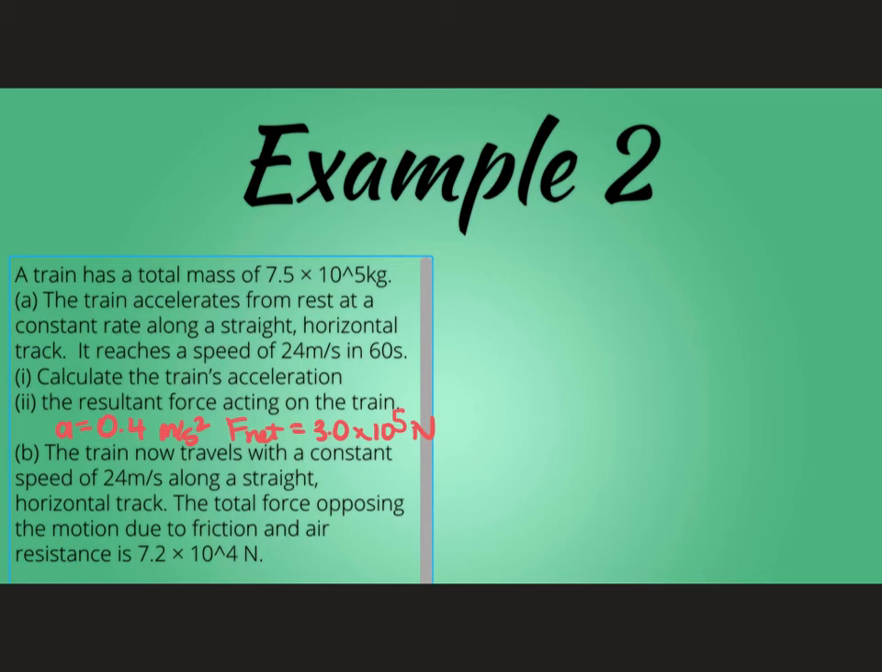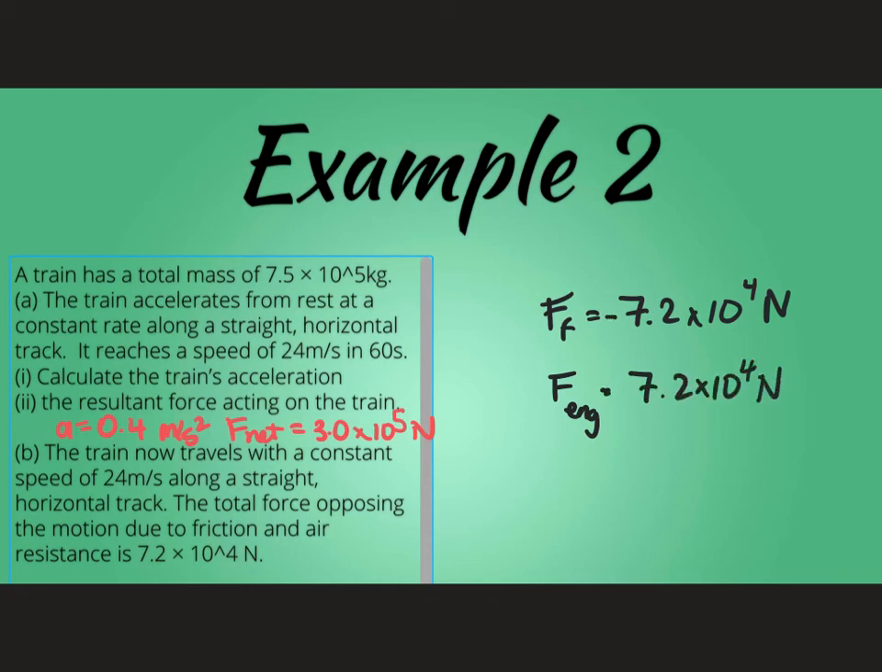Now, it also says the opposing force is 7.2 times 10 to the power 4. And since it's traveling at that constant speed, we also know that the force of the engine, I'm just going to write ENG, must be exactly the same but in the opposite direction. I'm going to put my frictional force as being the -1. We're going to need that for the next part of the question on my next screen.